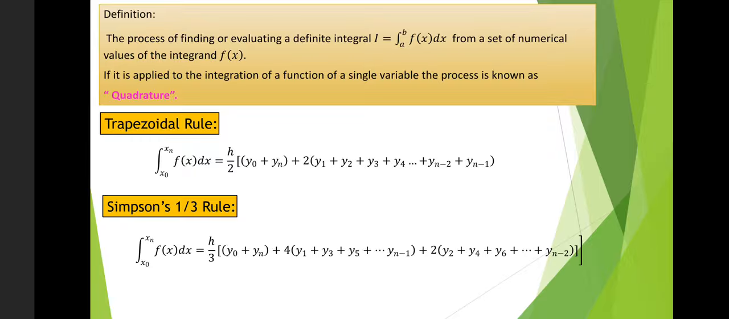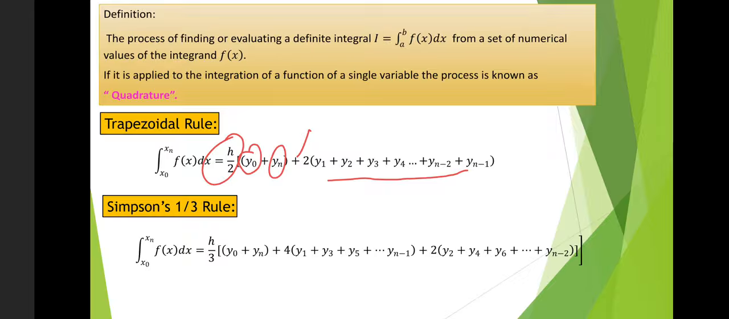So now let us study the trapezoidal rule. In this method, we divide the given interval into several equal parts. In the formula, y0 and yn are called the first and last ordinates. They are taken only once. All the remaining middle ordinates, y1, y2, etc., yn minus 1, are multiplied by 2. And finally, we multiply the entire expression by h by 2 to obtain the required answer.